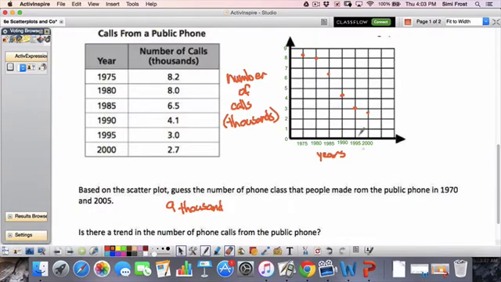So how about in 2005? Well, once again, I'm not going to guess way up here because I'm seeing that it's starting to go down as the years pass. So I would maybe guess someplace between 1 and 2. So I'm just going to say 2. Let's say that in 2005, there were 2,000 phone calls.